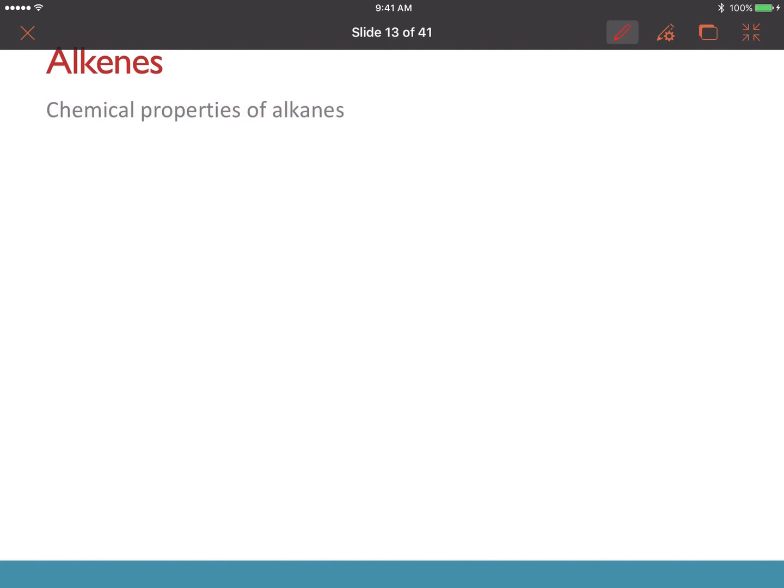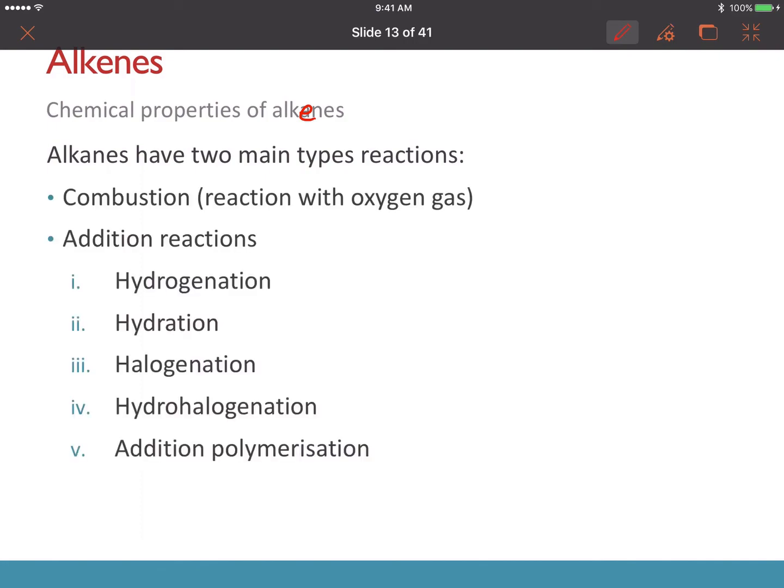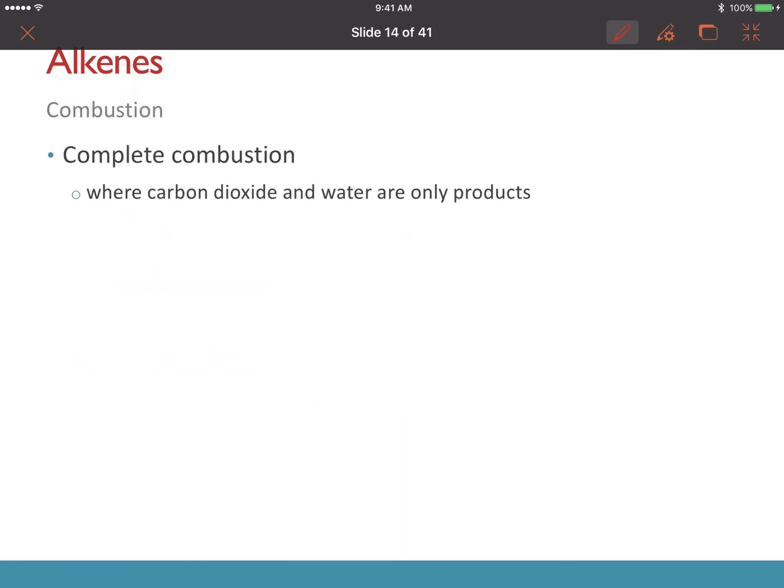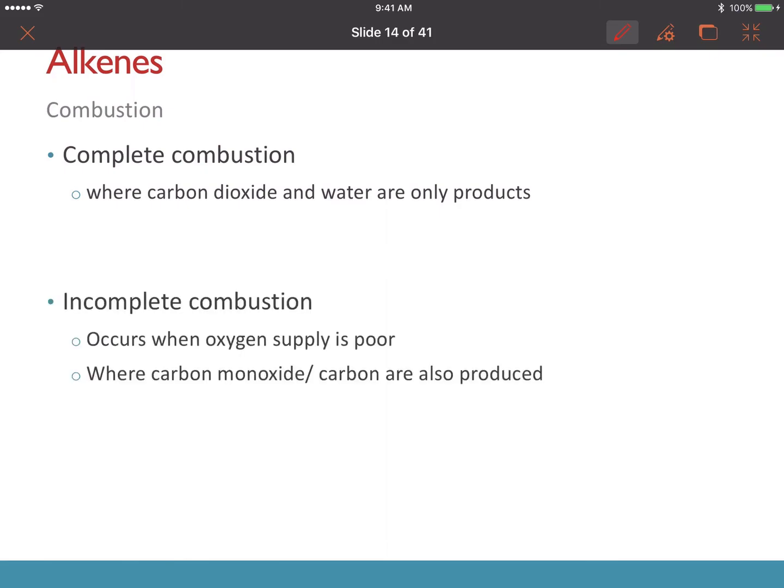Now, we move on to what are some chemical properties of alkenes. Why do I have so much typo? Alkenes. So there are a lot more reactions for alkenes as compared to alkanes. So alkenes have 2 main types of reaction: combustion, which is the same as alkanes, as well as addition reactions. And you see that there's a lot of types of addition reactions. Okay, so this part, we have talked about it before, for alkanes. Complete combustion is where carbon dioxide and water are the only products.